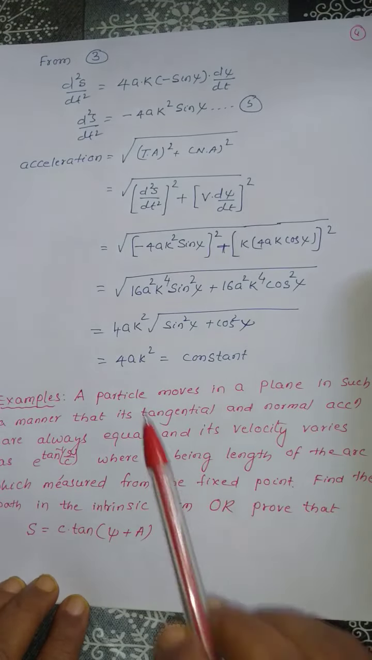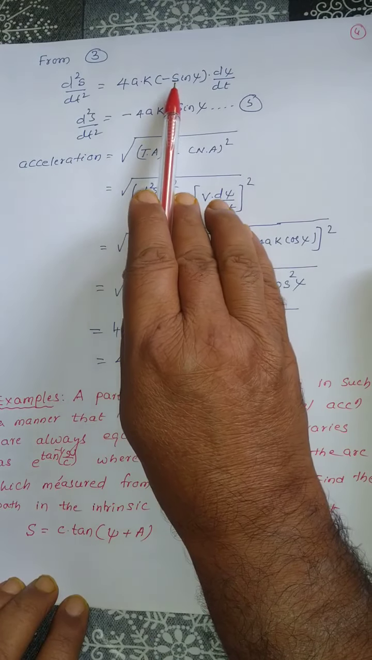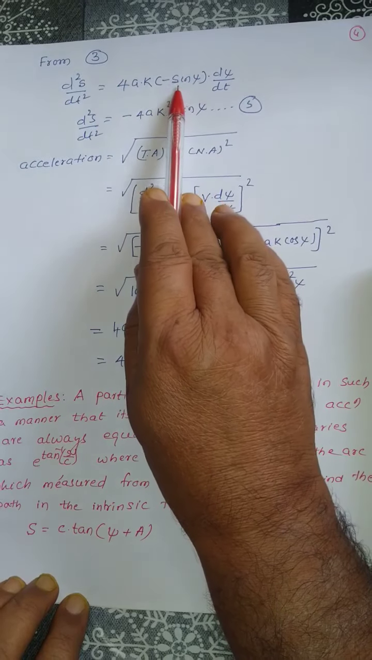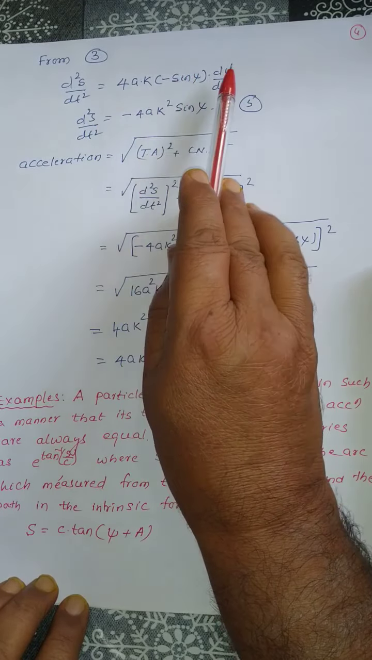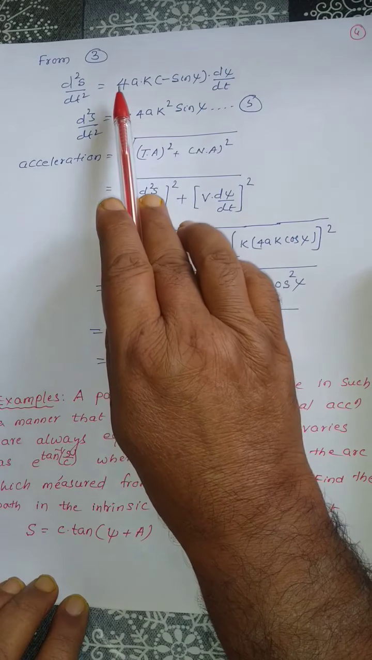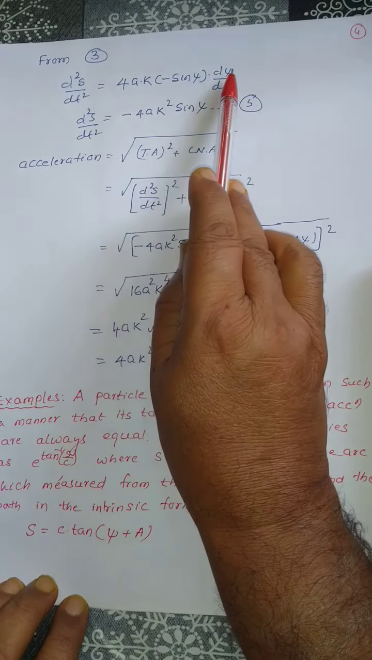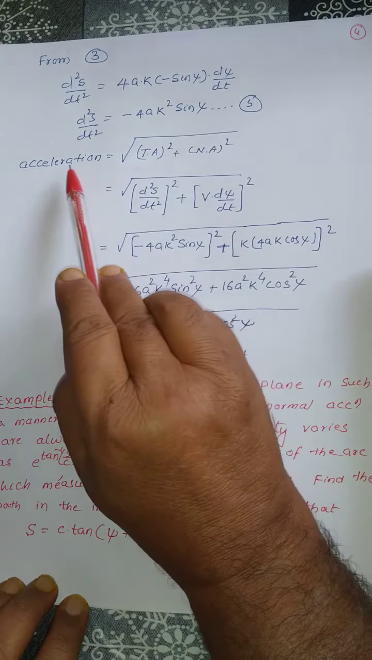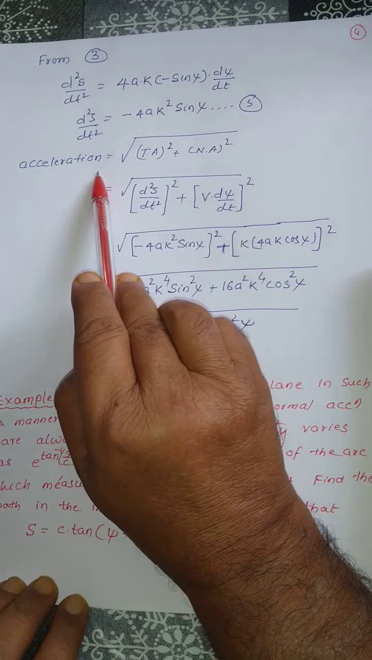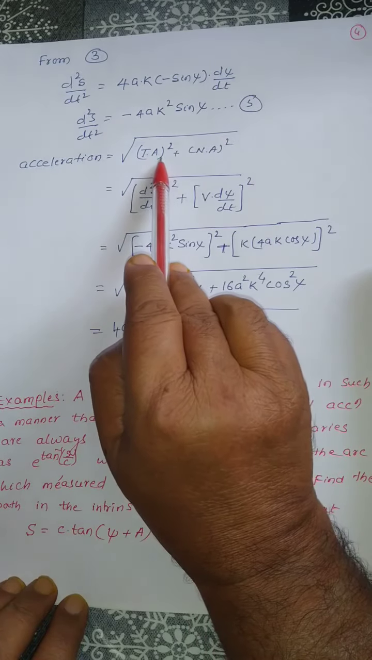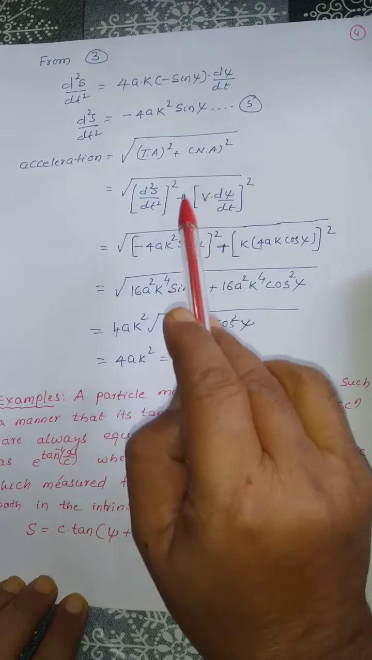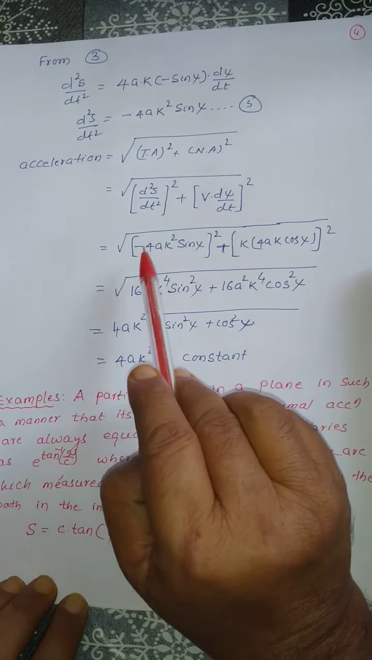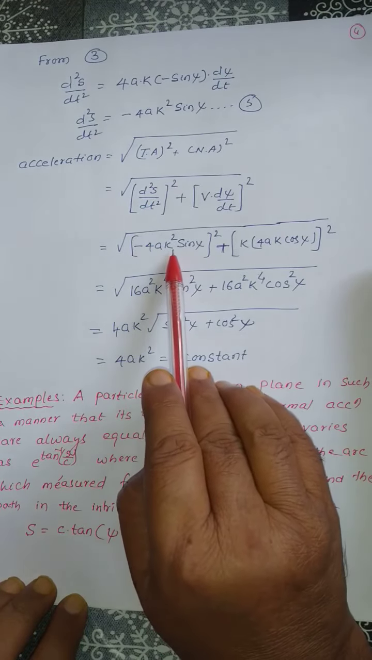Then d square s by dt square is 4a into k into minus sin psi into d psi by dt. 4a is constant, and the differentiation of cos psi is minus sin psi into d psi by dt. So minus 4a k, again d psi by dt is k, so k into k is k square, with sin psi as it is. Now substitute in the acceleration formula. Acceleration is the root of tangential acceleration square plus normal acceleration square. The d square s by dt square we have proved: it is minus 4a k square sin psi.